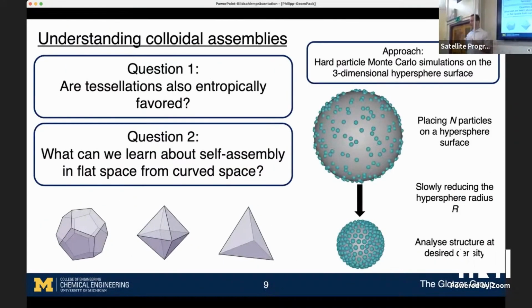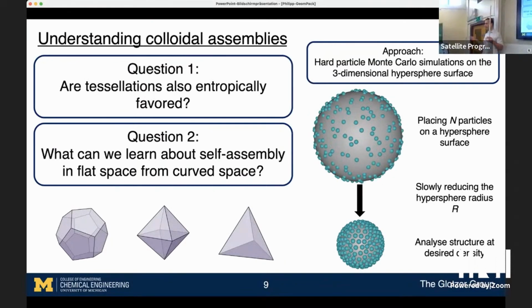So what happens now if we introduce this other shape into the account? To understand colloidal assembly, I perform Monte Carlo simulations, and with these Monte Carlo simulations I want to ask two different questions. First of all, are tessellations also entropically favored, not only in terms of packing, but also entropically? And then what can we learn about self-assembly in flat space from curved space?